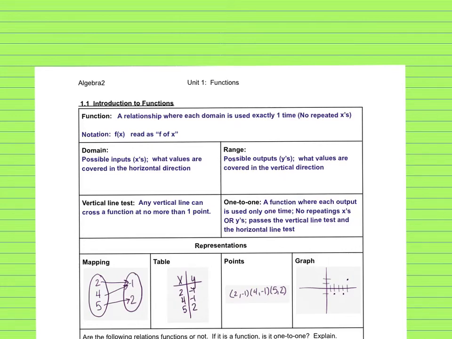Okay guys, so starting off with Unit 1, Lesson 1, we're starting off with just an introduction to functions, so we'll dive right into this. So what is a function? This is something that we've talked about, you've heard about it probably since middle school.